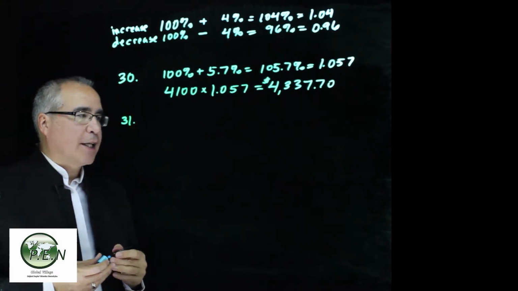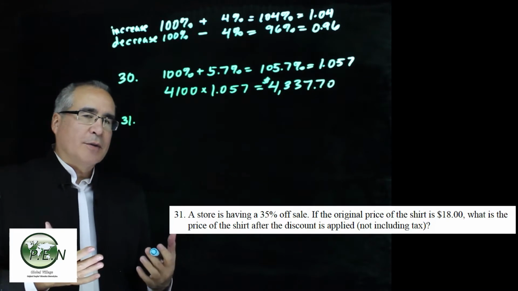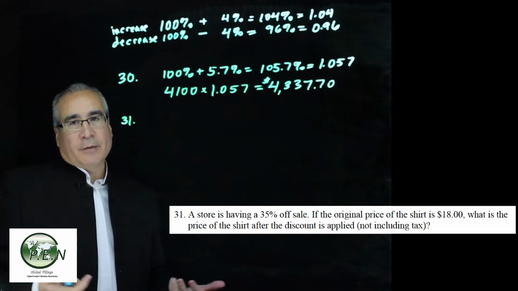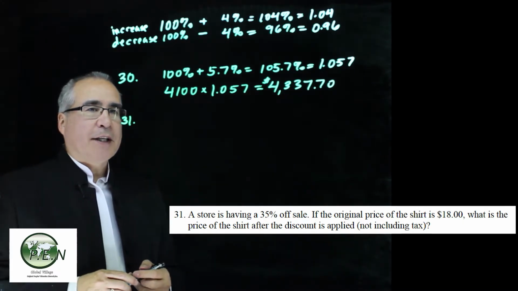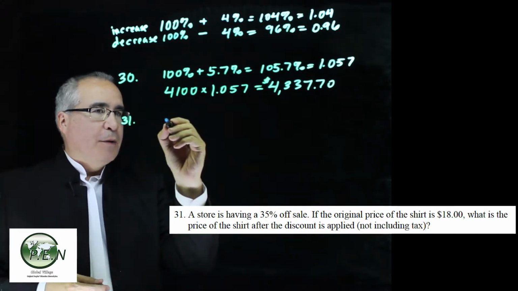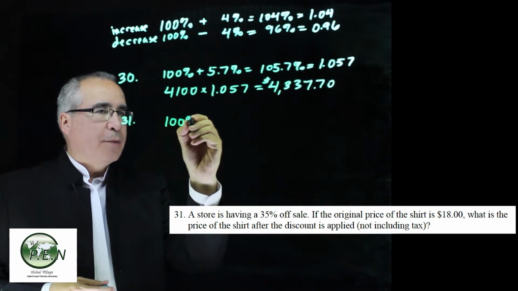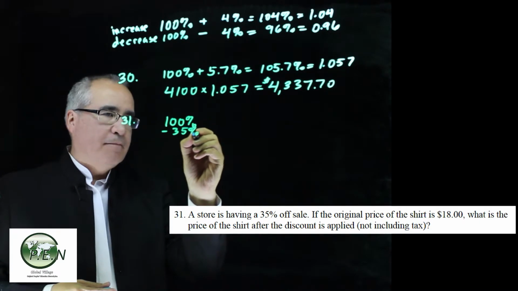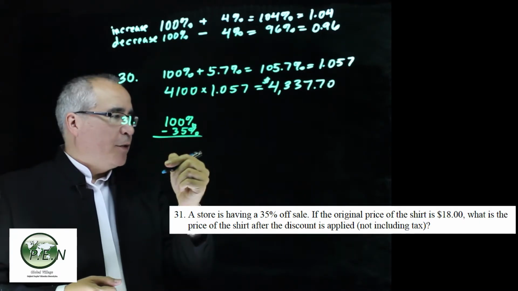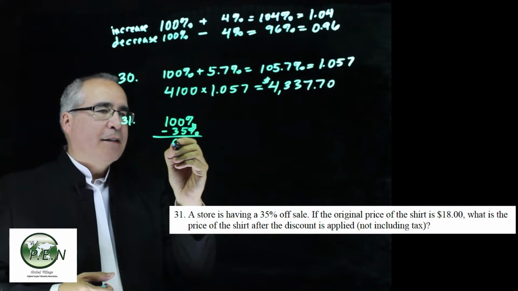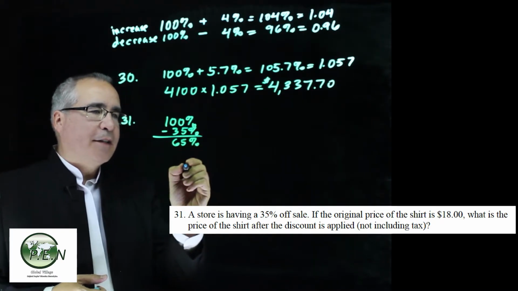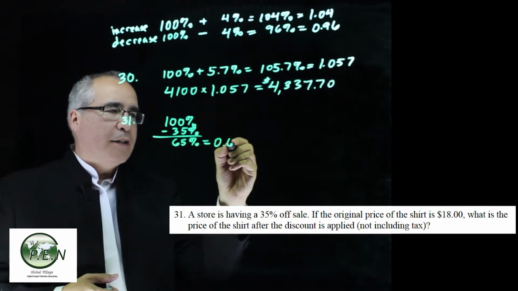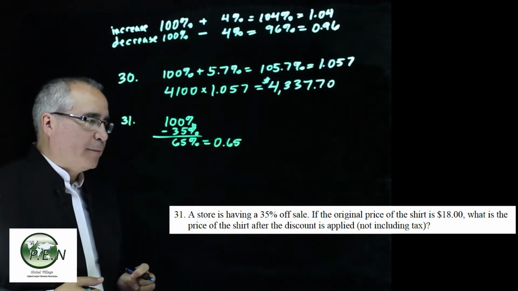31 is going to be a similar type thing, but in this case, we have a store that's having a 35% off sale. They are reducing their prices by 35%. So again, their original prices were 100%. They're going to subtract off 35% for us, very kind of them, and we're only going to have to pay 65% of the price. Again, we'll turn this to a decimal by dividing by 100. 0.65 is the factor we're going to be using.